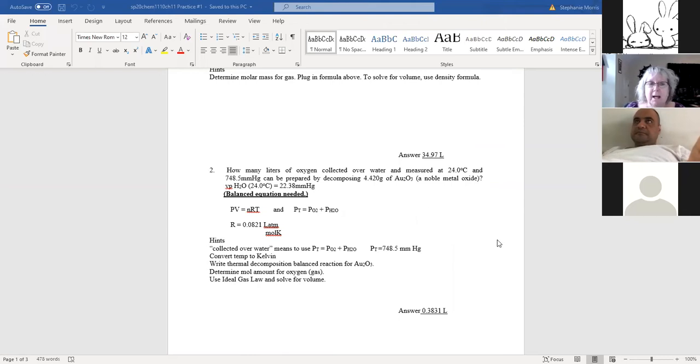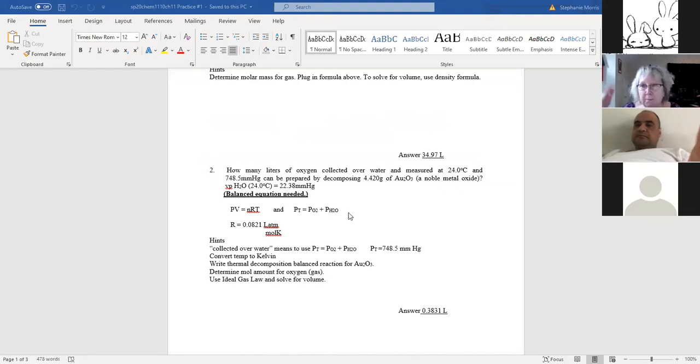Okay, here we go. It's basically asking what volume of oxygen collected over water. Automatically I see collected over water, and you see this formula right here. I'm going to have to put 748.5 as total pressure. I'm going to solve for my pressure of oxygen, and I know my water vapor pressure. It's right here, VP, water vapor pressure. This number here is 22.38. So when I subtracted that out, I got 726.1.